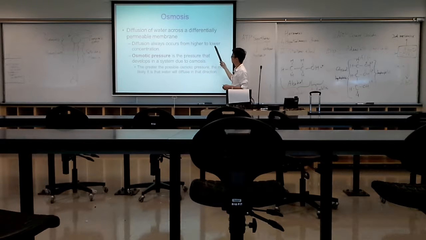So, diffusion occurs from high to low. That means from a more dilute solution to a more concentrated solution. Osmosis occurs, the movement of osmosis is that the water molecule will move from a more dilute solution to a more concentrated solution. Because in a more dilute solution, we have more water there. The more concentrated solution, we have less water there.